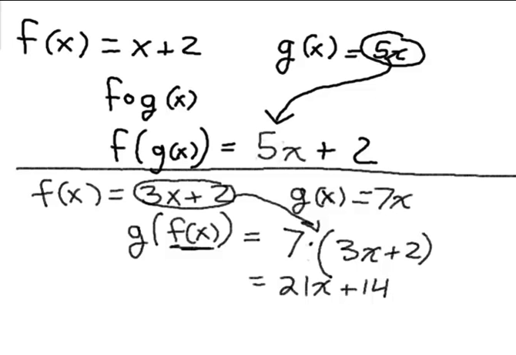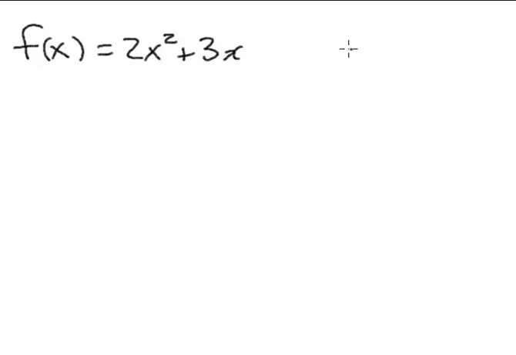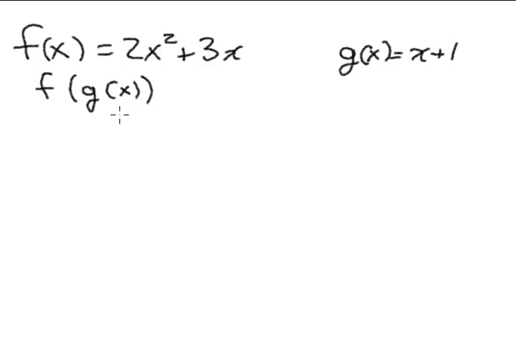Okay, let's try one that's a little bit harder. This time let's have f of x equal 2x squared plus 3x, and g of x equals x plus 1. Well, this one is actually considerably harder. So I'm going to find now f of g of x. Okay, remember, I start by writing my outside function. My outside function is f. So I'm going to write my outside function.